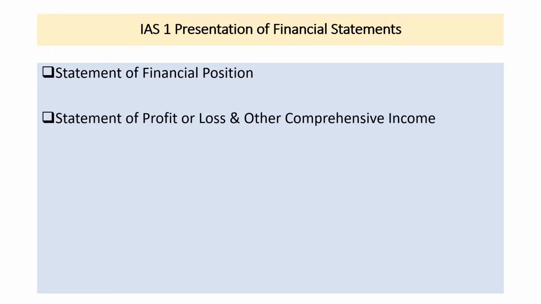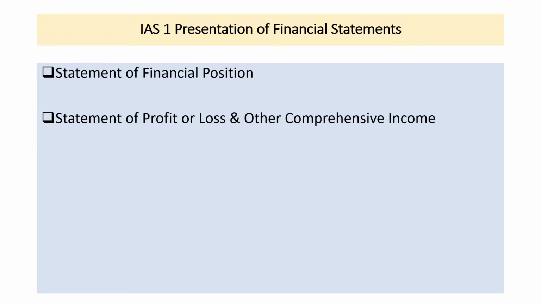Statement number two is the statement of profit or loss and other comprehensive income. Now, what is the difference between the two? Although they are both in the same statement, the statement of profit or loss shows any profit or loss that has been realized by the company. For instance, if your company is involved in the sale of shoes, then the profit or loss will show what has been realized through maybe buying and selling of shoes.